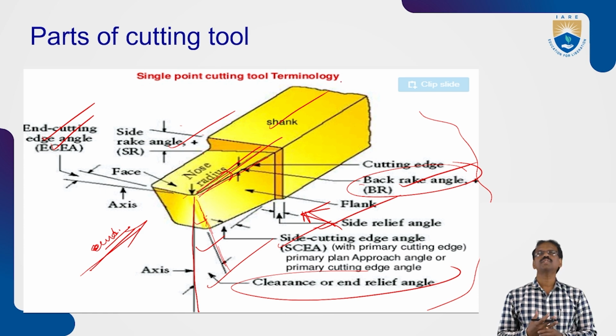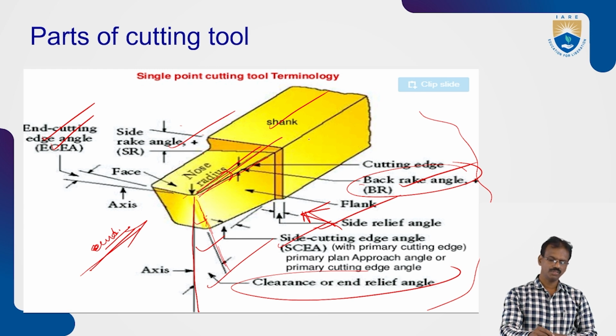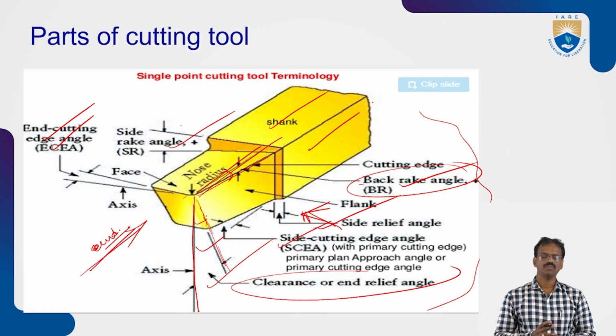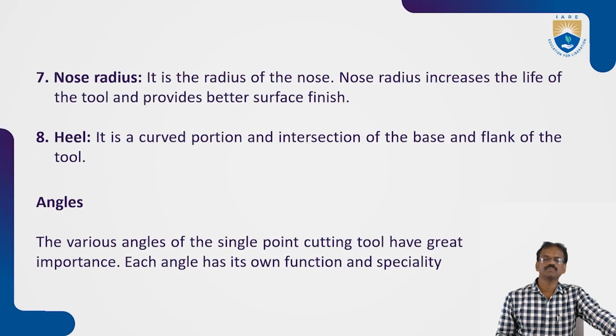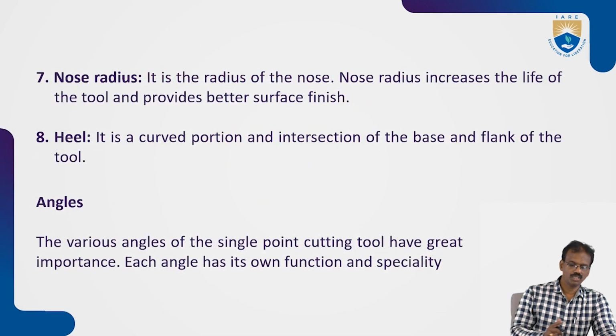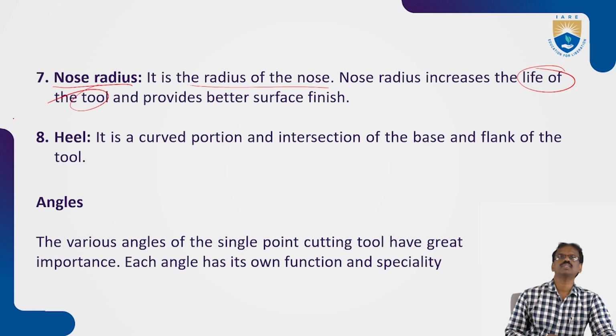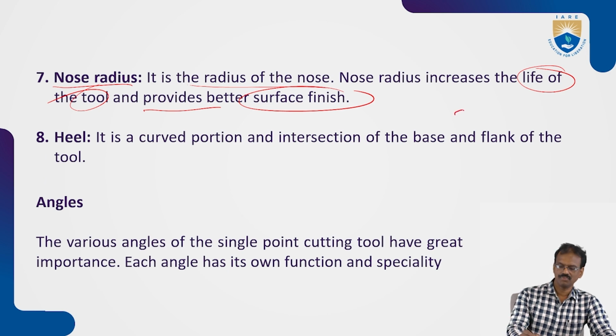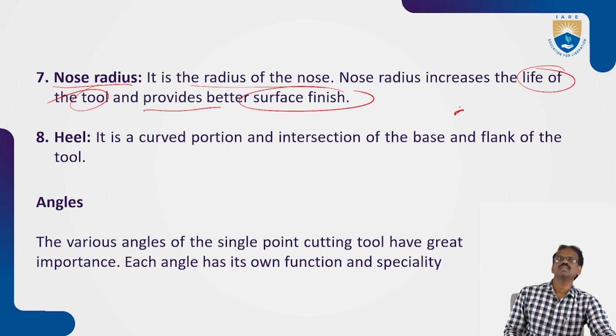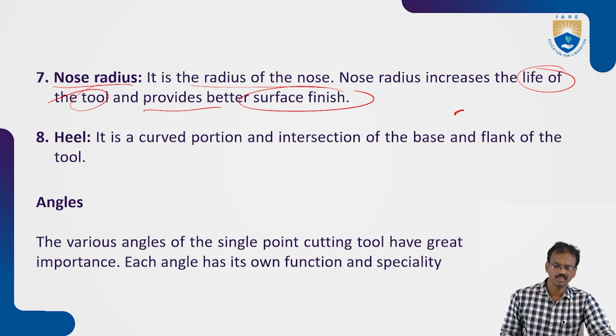So nomenclature of the cutting tool means the parts which are included in this cutting tool, and the different angles in the cutting tool. That is called the nomenclature of the single point cutting tool. We'll see the importance of different cutting angles. So nose radius, we already discussed this one. The nose radius increases the life of the tool and provides better surface finishing also, because it has some curved surface. Because the life of the tool will be increased, we will get a better surface finish.